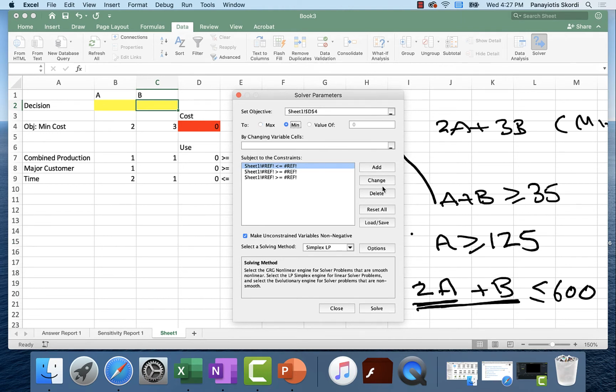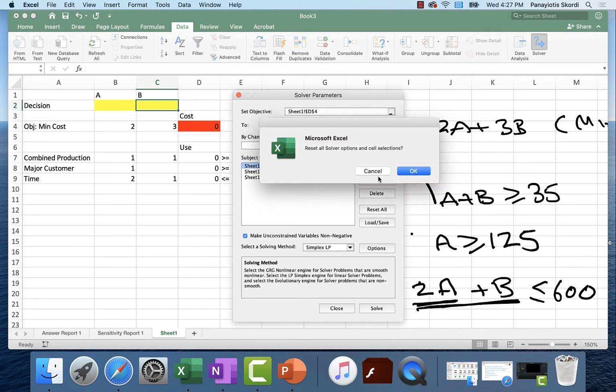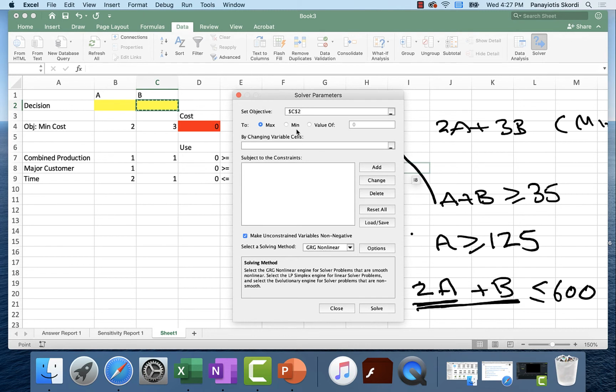And let me actually just reset all this. Let me reset everything here and do it from scratch. I'll do everything from scratch for you. So let's see. Our objective is our cost. And what do we want to do? We want to minimize our cost. How? By changing what we have in these cells here.